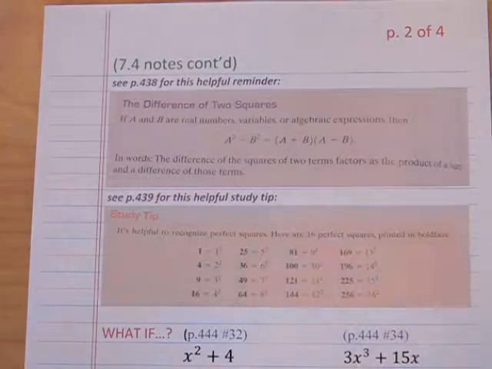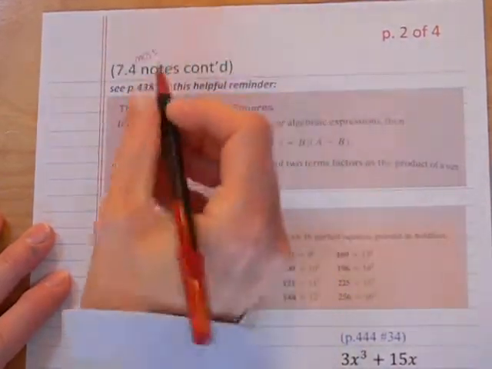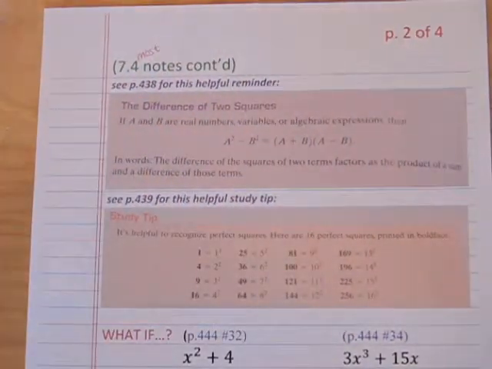Page 2 now of 7.4. Again, we're calling this 7.4 most. We're covering most of section 4 right now. We'll come back and get the leftovers after we do a little bit more factoring.